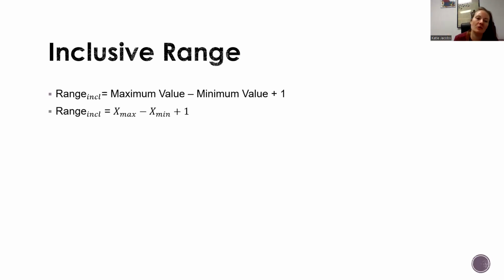So we put that into symbols. We have range sub INCL equals X sub max minus X sub min plus 1. So that's saying the inclusive range equals the maximum value of X minus the minimum value of X plus 1.